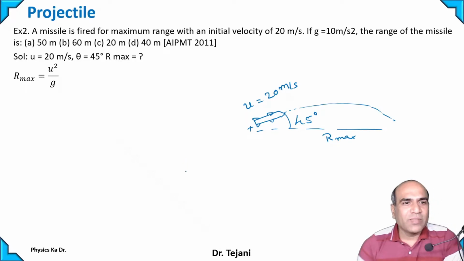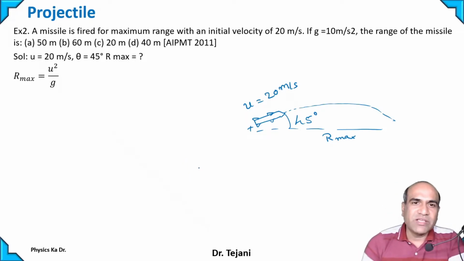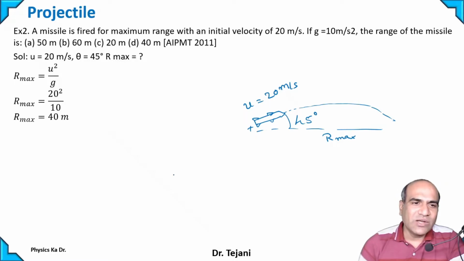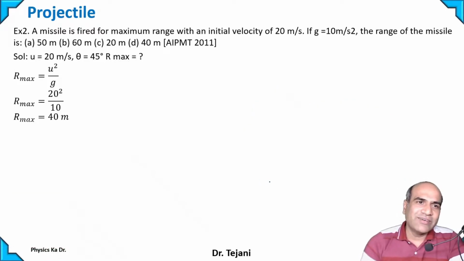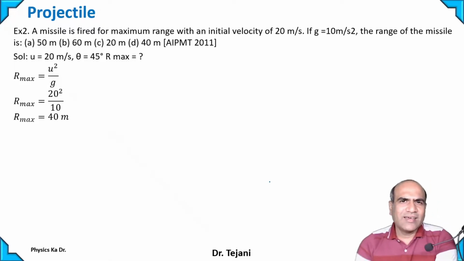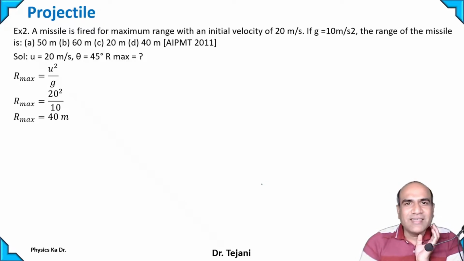We have R max is equal to U square by G. Put this value, U is 20, G is 10, and our solution is 40 meters. So it will reach 40 meter. The missile will cover 40 meter. Very easy? Yeah, of course, it is easy.